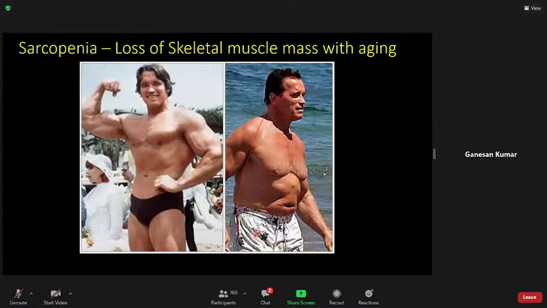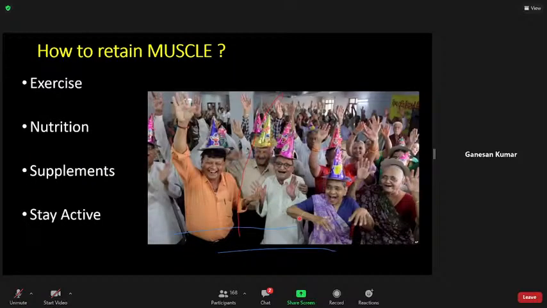A lot of the time in clinical practice, we see patients thinking, okay, I have a degeneration of my knee joint, so if I do exercise, will the knee get even worse? No, we are trying to gain the muscle that people are losing, so that half the load is going on to the muscle and not to the knee joint. And how can you improve this muscle? Not only by exercise, you need to have good nutrition, maybe some supplements, and then try to be as active as possible.